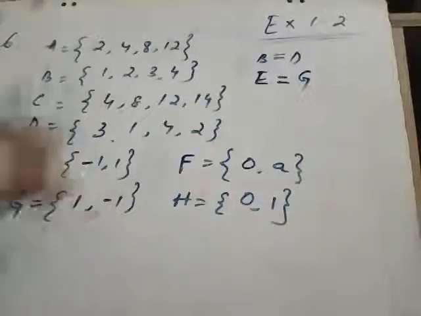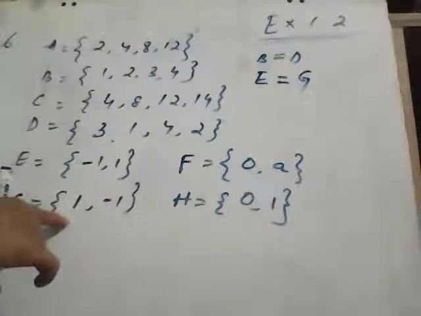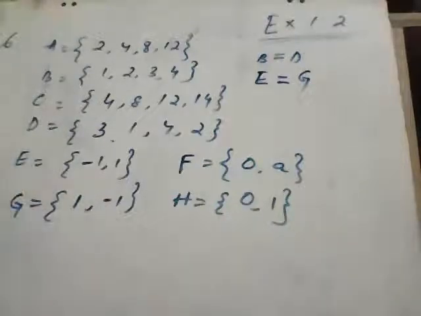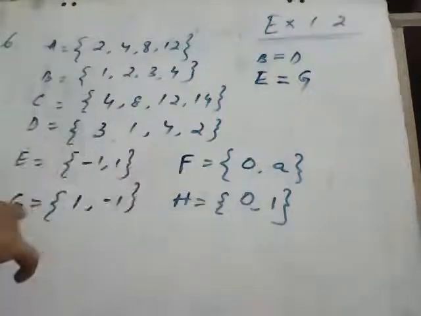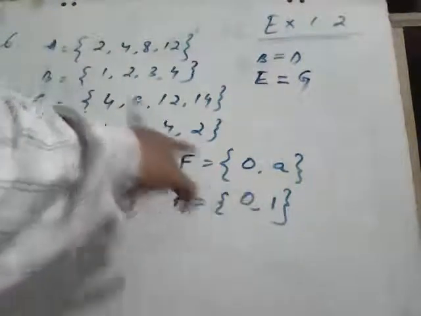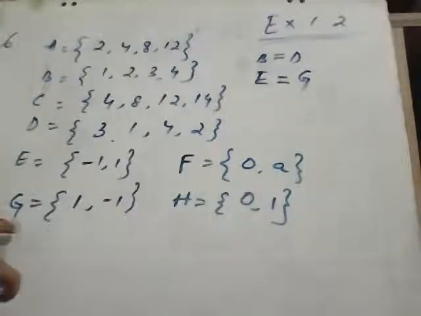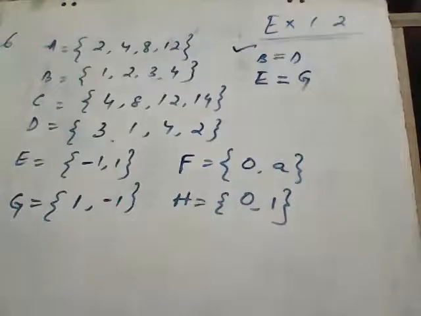E contains -1, 1. G also contains -1 and 1. So E and G are equal sets. Then F has 0, A, nowhere 0, A. Then H has 0, 1, nowhere 0, 1. So only two pairs occur: B equal to D and E equal to G.